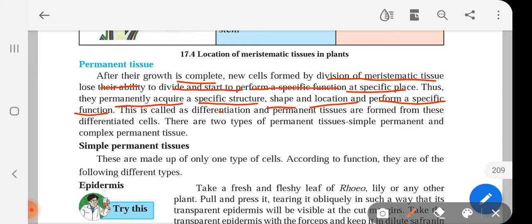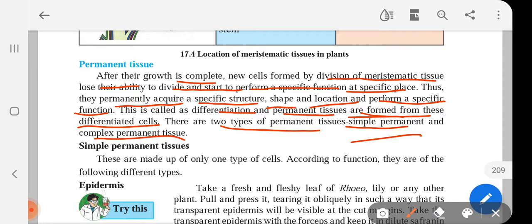So this is called differentiation, and permanent tissues are formed from these differentiated cells. There are two types of permanent tissue called simple permanent and complex permanent tissue. Now let us see one by one. What are simple permanent tissues? These are made up of only one type of cells, and according to function they are also divided. They are of the following different types.